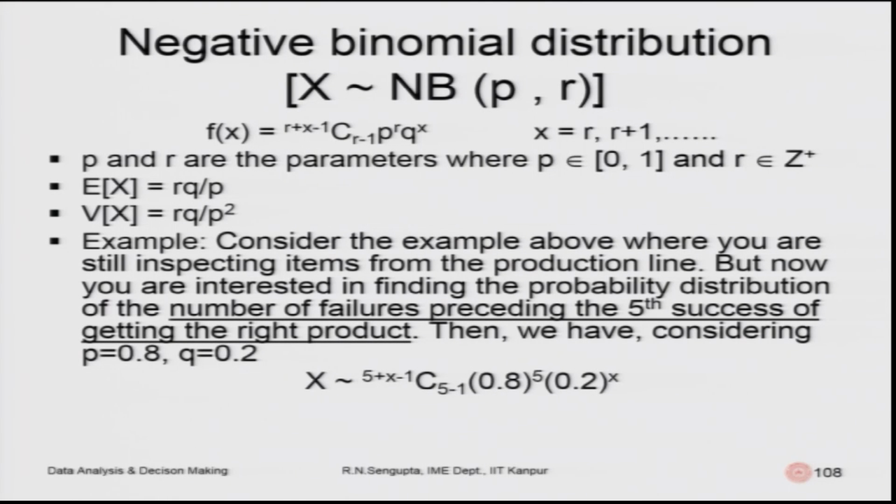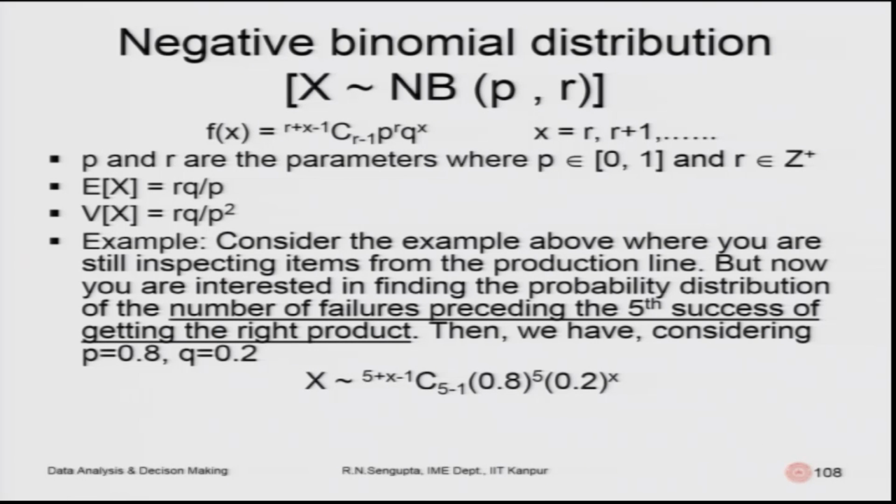Now, consider the next distribution for the discrete case, the probability mass function for the negative binomial distribution. Here again x is the random variable, NB is the short form for negative binomial, and p and r are the parameters corresponding to that distribution. So, f of x is given by, and this is not complicated, it is very straightforward if you understand it. The distribution will be (r plus x minus 1) C (r minus 1), p to the power r, q to the power x.